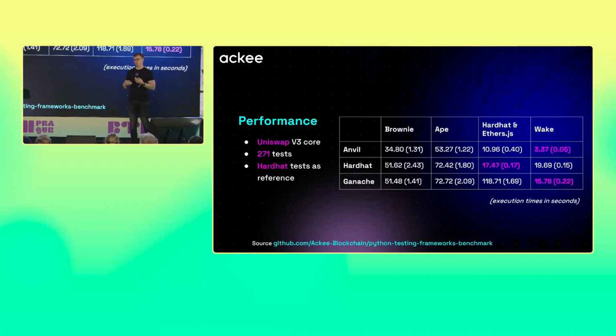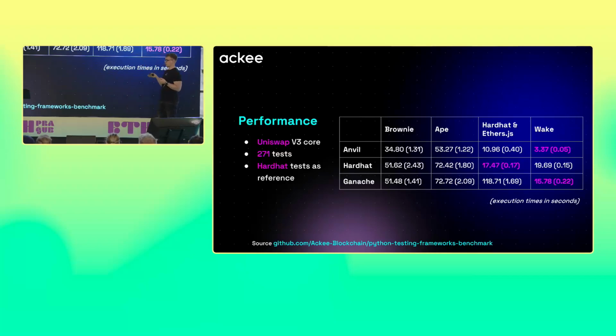Now let's talk about performance. Of course, we want to find bugs, but we want to find them very fast. So we took the Uniswap v3 core repository. We took 271 tests that were already written in Hardhat, which means in JavaScript, and we have re-implemented those tests into Brownie, into Ape, and into Wake. And these are the results.